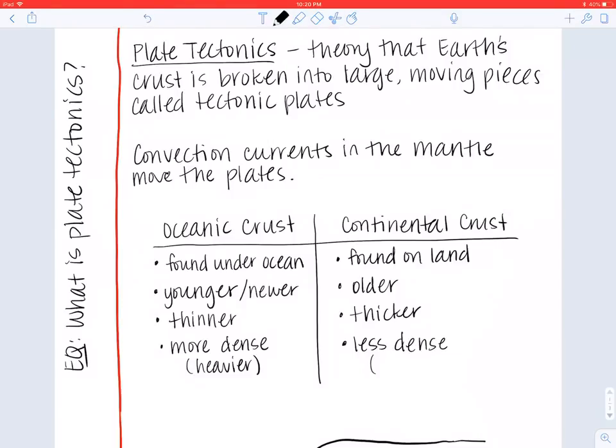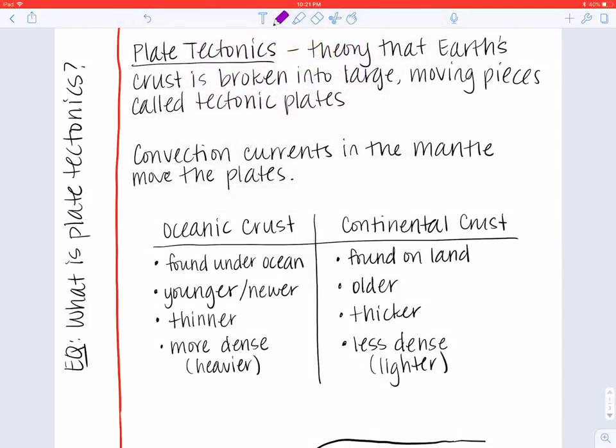Now that might not make a lot of sense to you. If it's less dense or lighter, how is it that it's thicker? Well, when we're talking about the density of oceanic crust and continental crust, we're looking at the rock that composes each of those crusts. So the rock that makes up oceanic crust naturally is just heavier. So it's going to be more dense. The rock that makes up continental crust is lighter naturally. It's lighter, so it's going to be less dense.